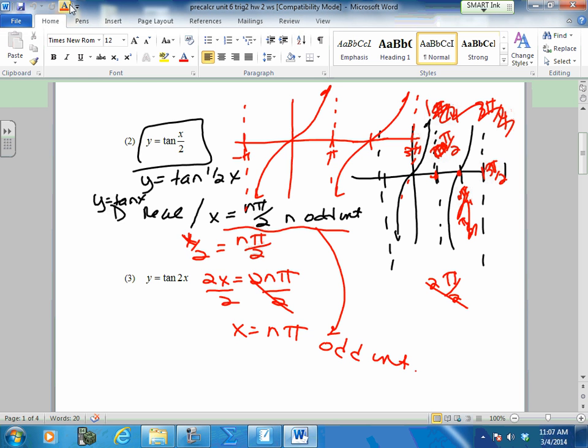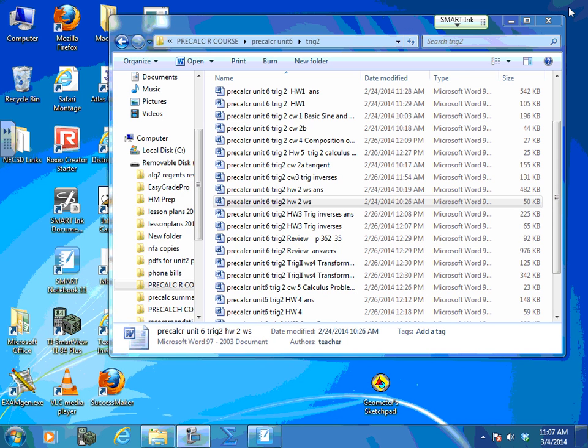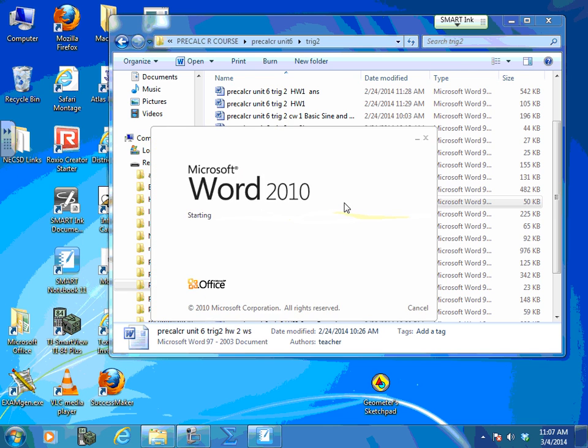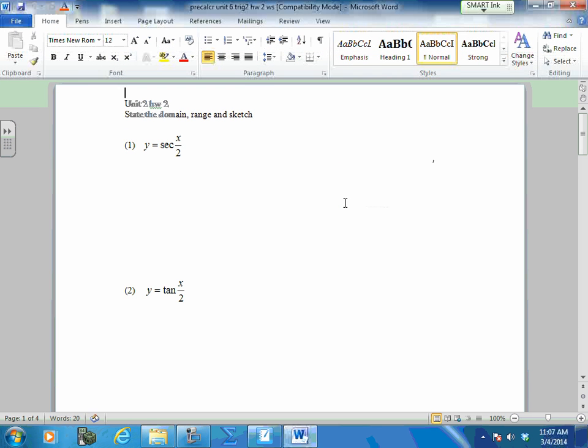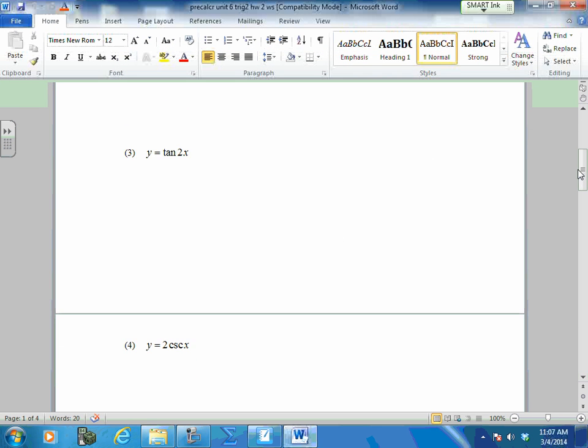Let's try one. Let's do the tangent of 2x. What does that 2 tell me I'm going to do? I'm going to shrink. I'm going to compress it. I'm going to have more asymptotes than less, aren't I?